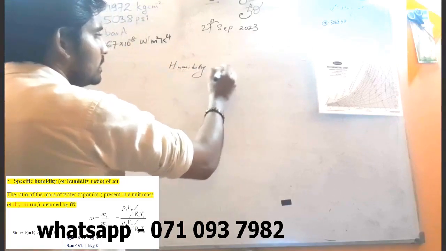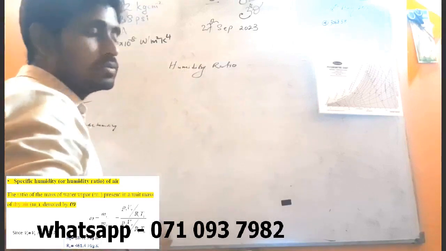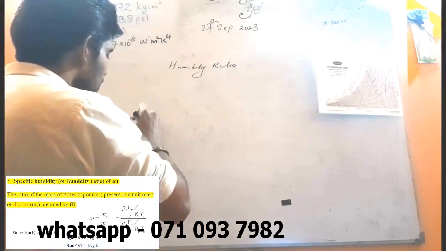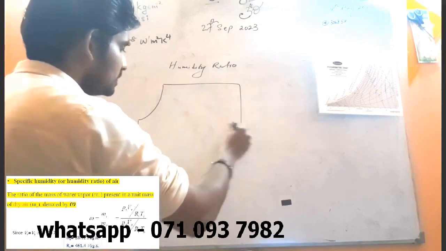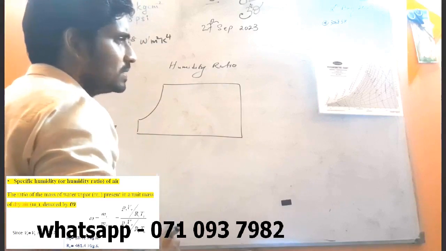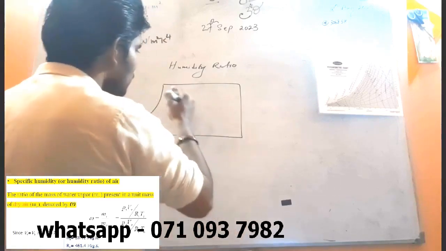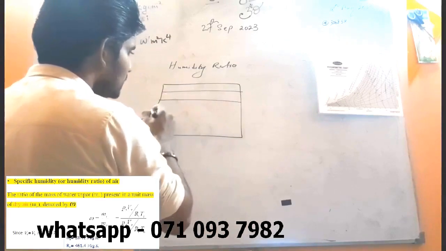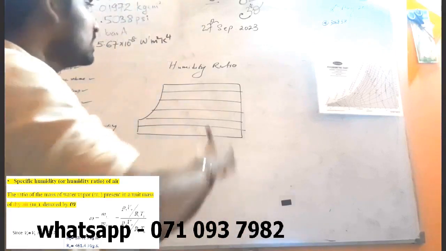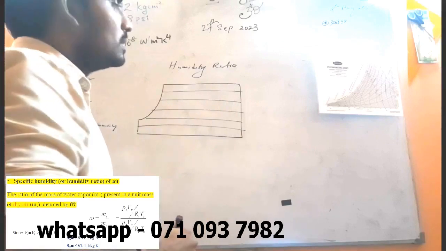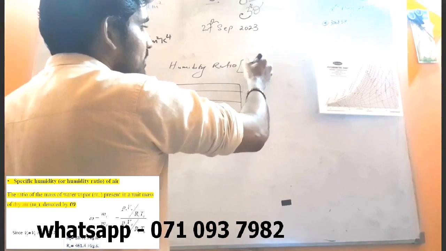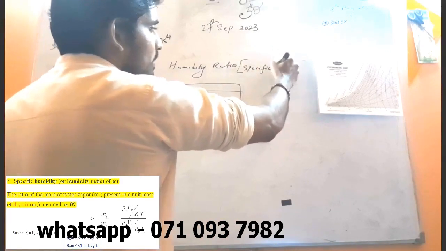Humidity ratio. Okay, now I will again sketch the psychometric chart, that boot shape. Here, if I consider the horizontal lines that go like this, these horizontal lines represent the humidity ratio. And there is another similar term that we call specific humidity.